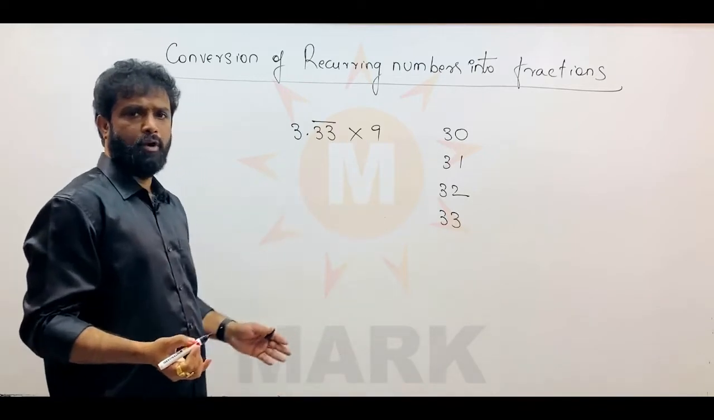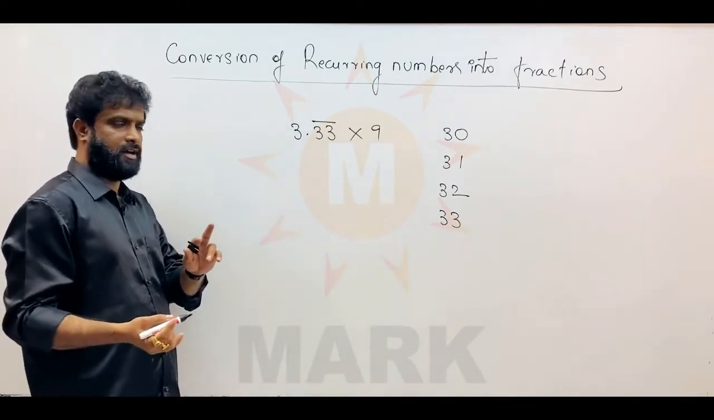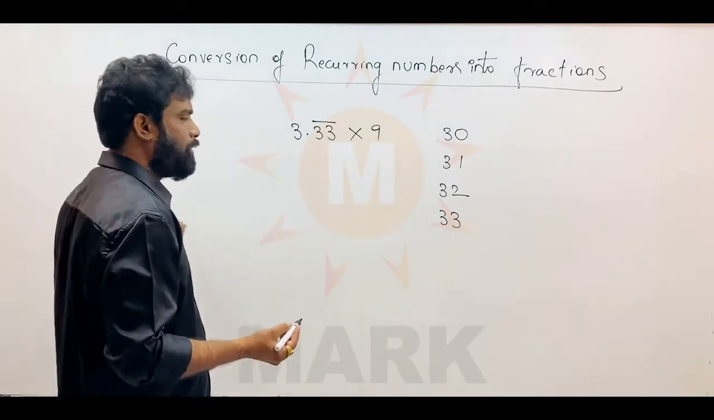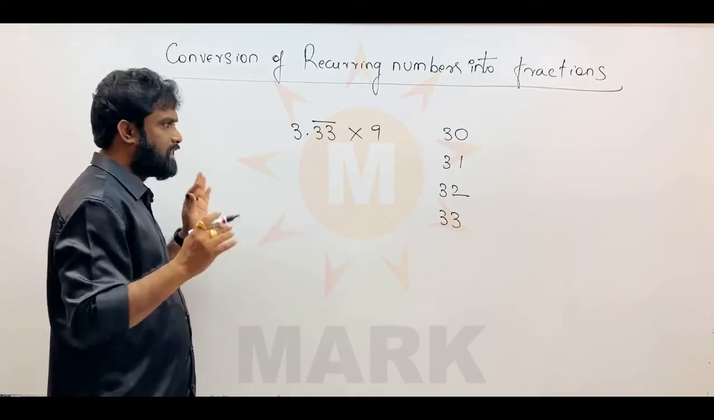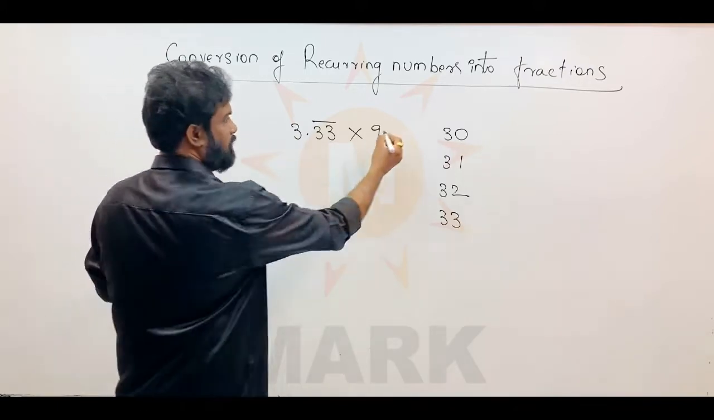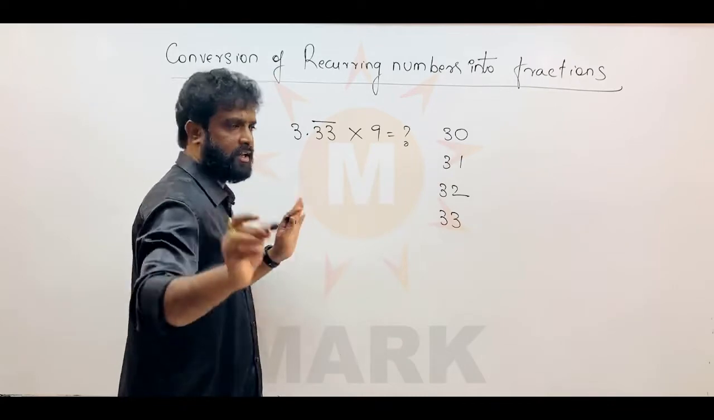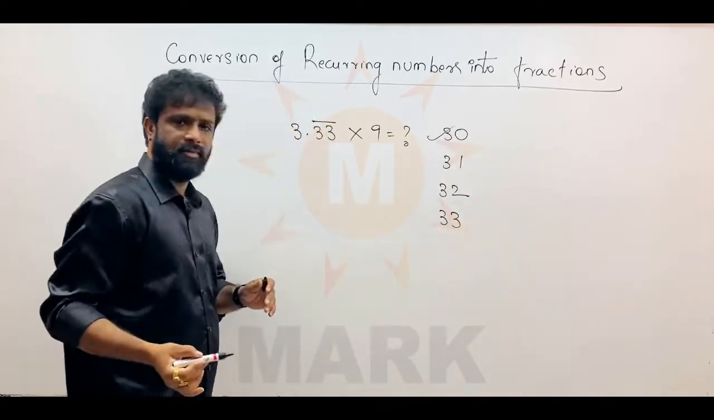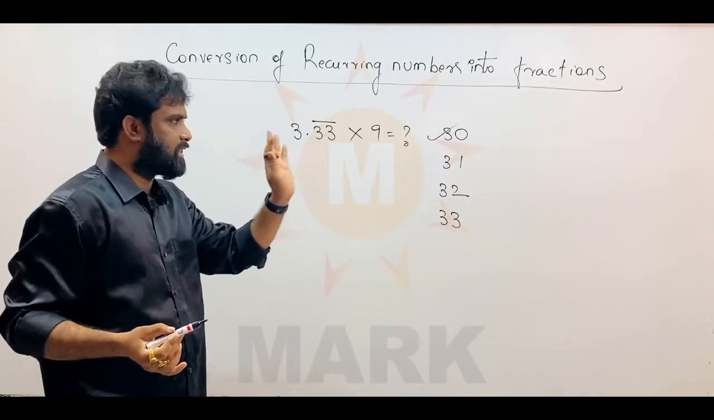Out of these, one is the correct answer. So the expression is 3.33 bar into 9. What is the answer for this expression? Immediately you will tell, sir, 30 is the correct answer. That is correct also. 30 is the correct answer.